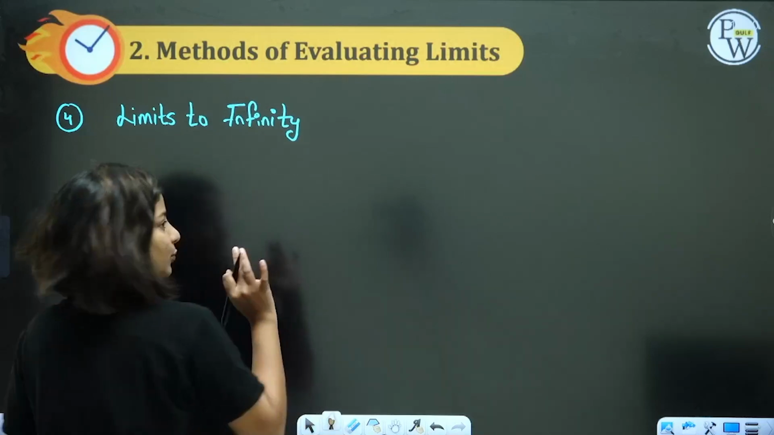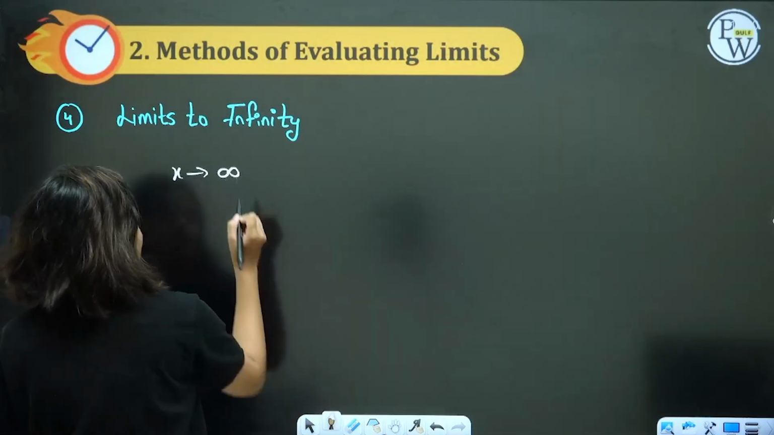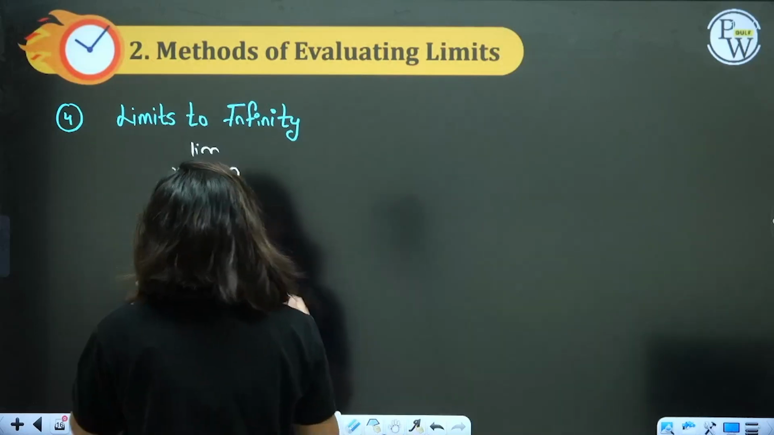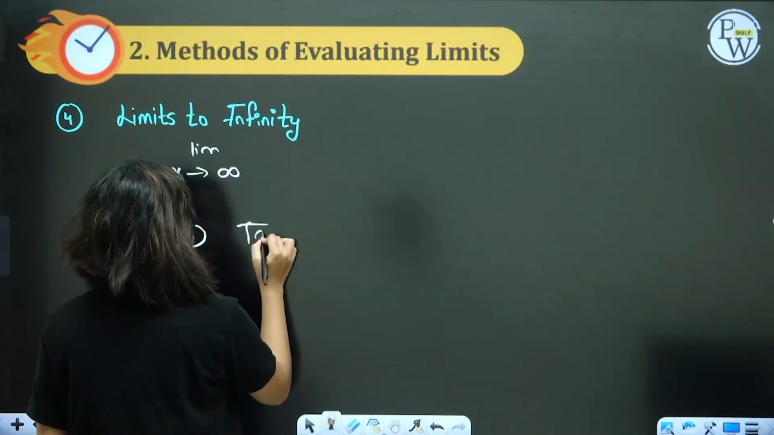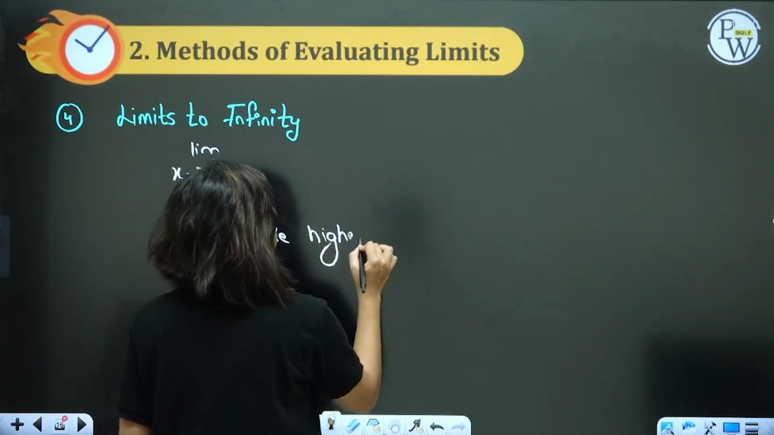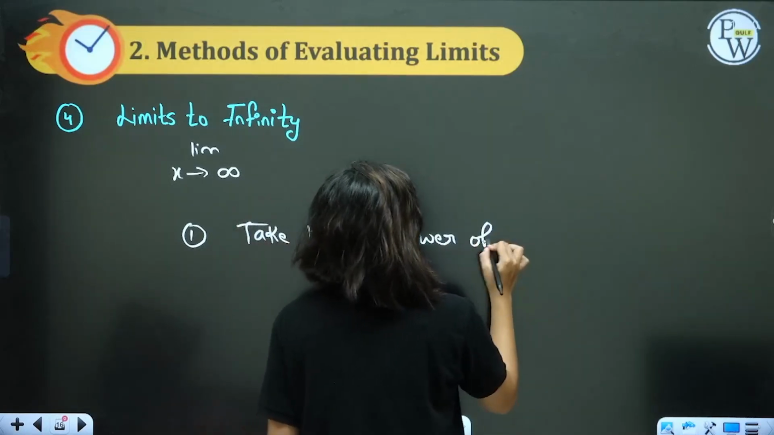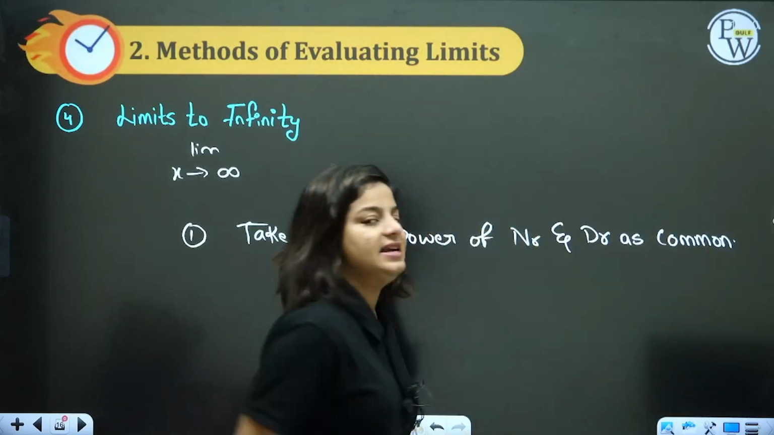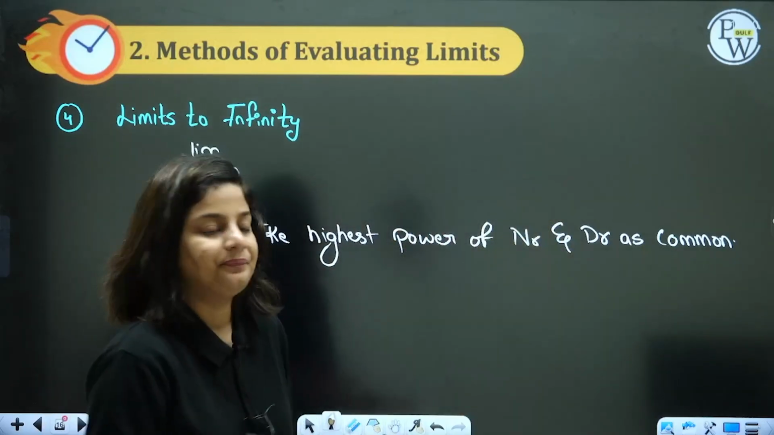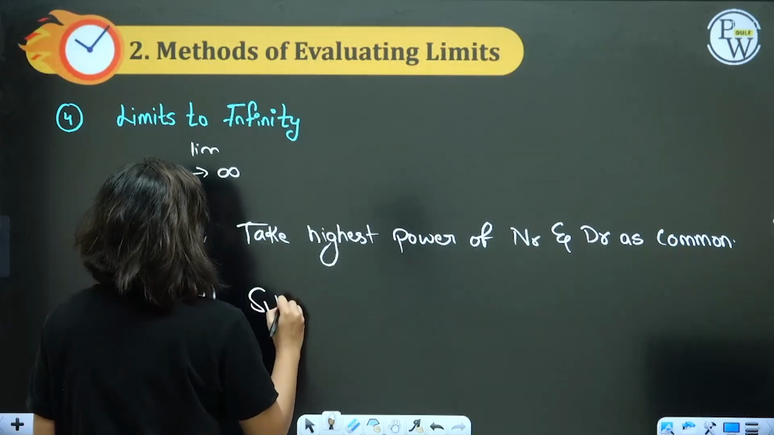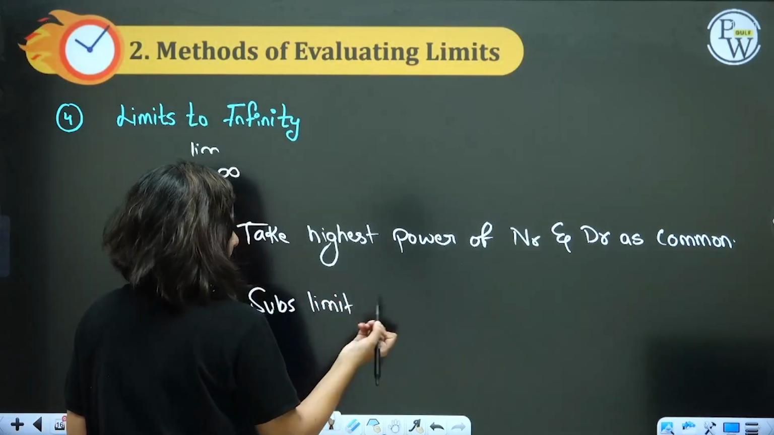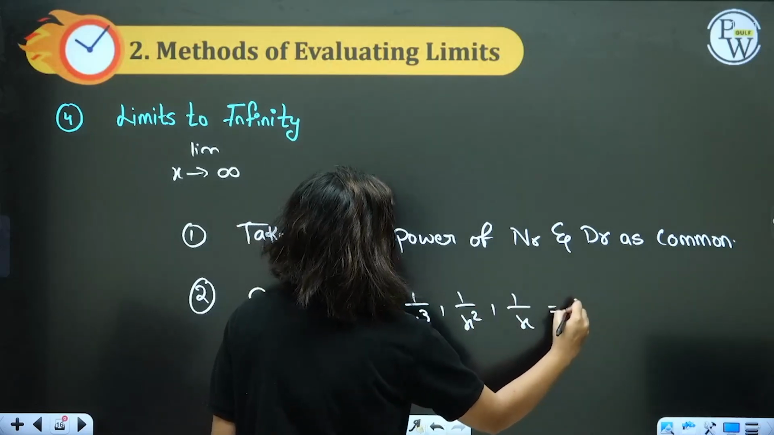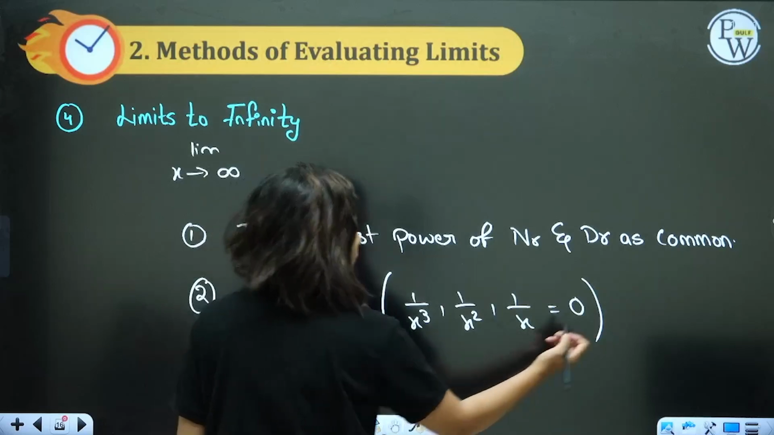Now in limits to infinity, what do we do? First thing is, you will always see x extending to infinity. How to solve such questions? First step, take the highest power of numerator and denominator as common. You will always take the highest power from the numerator and from the denominator common. Second step, now you will substitute the limit. But while substituting the limit, remember 1 upon x cube, 1 upon x square, 1 upon x, all of them are equal to 0 if x is equal to infinity.